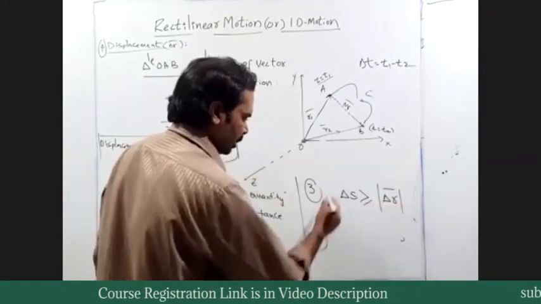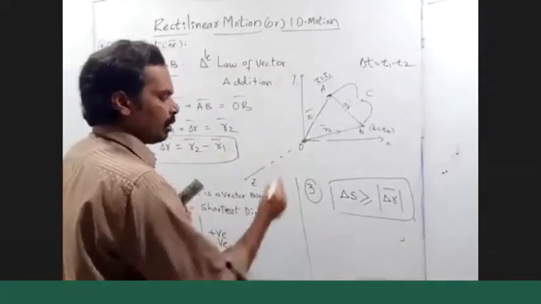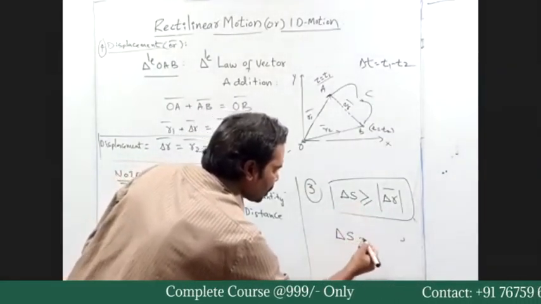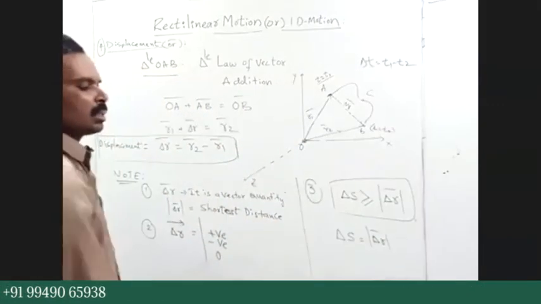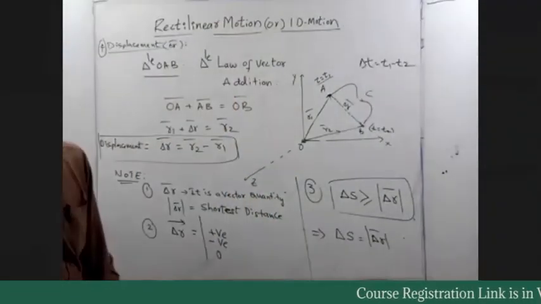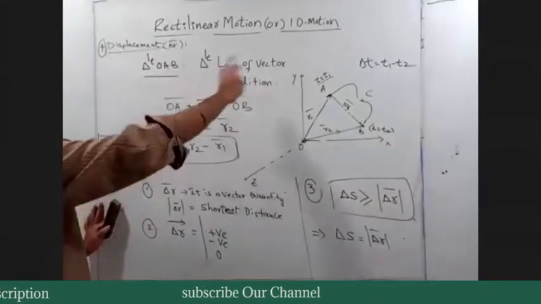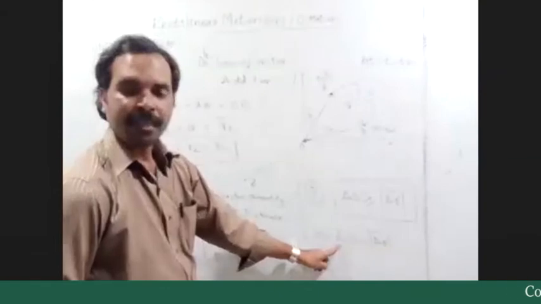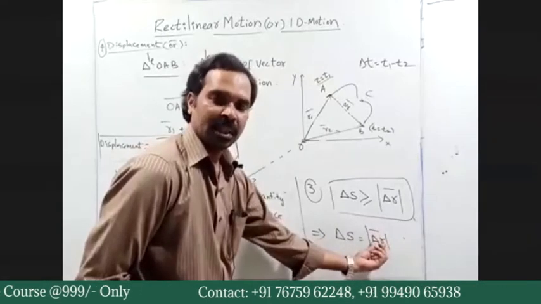Only when the particle is moving in a straight line, in rectilinear or one dimensional motion, is delta s equal to the magnitude of displacement. Distance is equal to the magnitude of displacement. This condition is satisfied only for straight line motion.